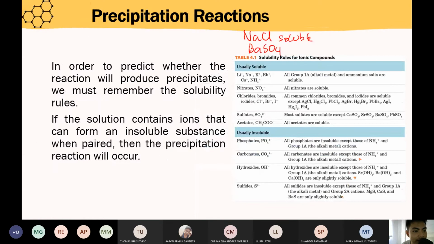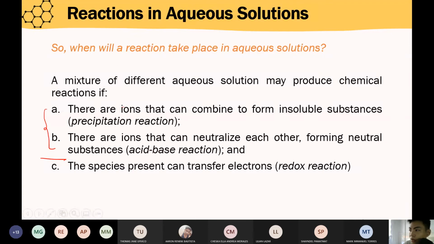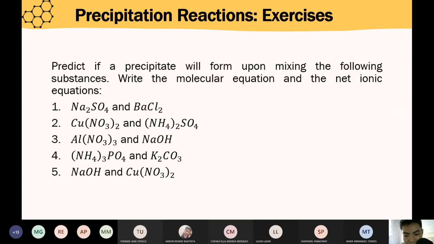So remember, in this slide here, if your ions combine to form insoluble substances, then dun lang magkakaroon ng reaction. Ibig sabihin, kung hindi nila kaya to gawin, no reaction. Okay? So, yun yung idea natin. So, I will answer another item. Okay?